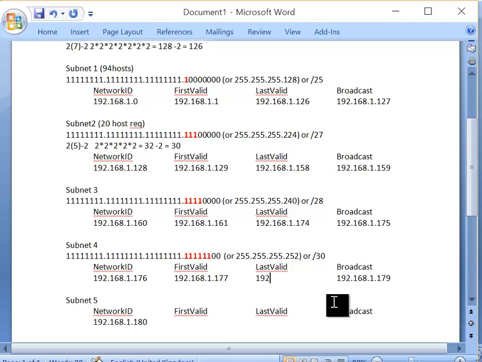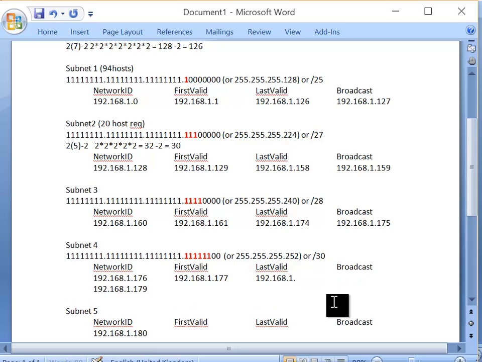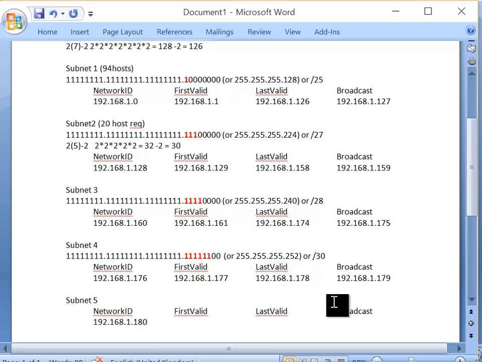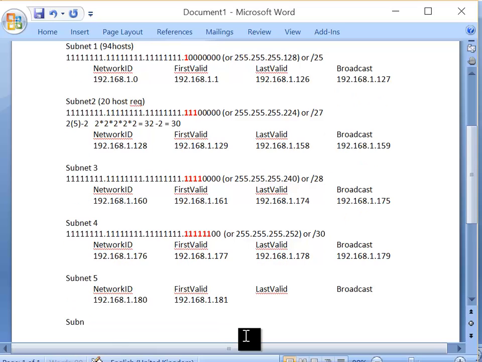Good, that's it. Good this time. Minus 1: 192.168.1.178. Right? 2 valid addresses, 177 and 178. And for subnet 5, its first valid address is 192.168.1.181. For the last valid address and the broadcast, it's better if you find the next subnet, which is subnet 6.